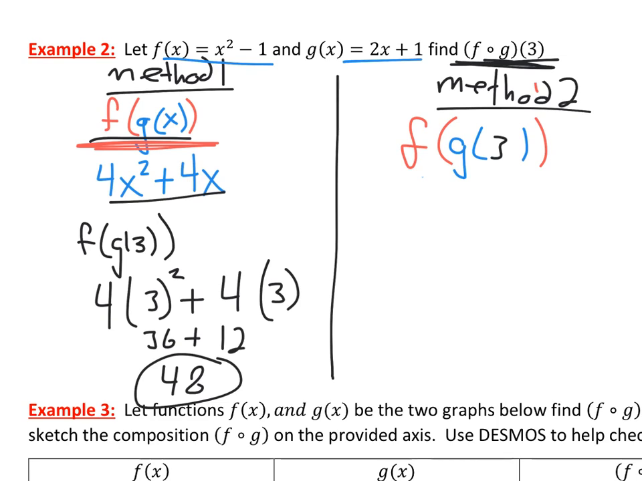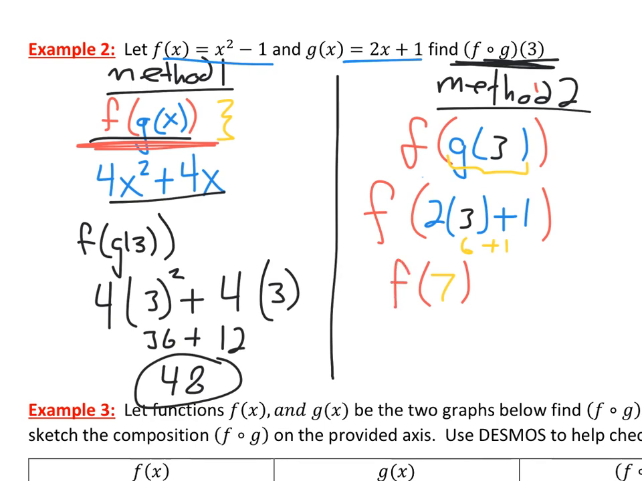So when I do this with the second method, without knowing f of g of x in the beginning, what I do is I start with the inside. I first go through and find g of 3. So I'll plug 3 into the g of x equation. So 2 times 3 plus 1. I'm going to kind of keep my f of x on the outside. I haven't actually used it at all. Well, what is 2 times 3 plus 1? That gives me 6, plus the 1 is 7. So what I'm actually looking for is f of 7.